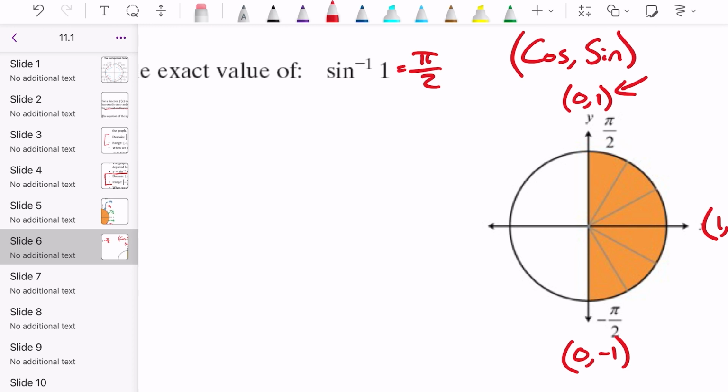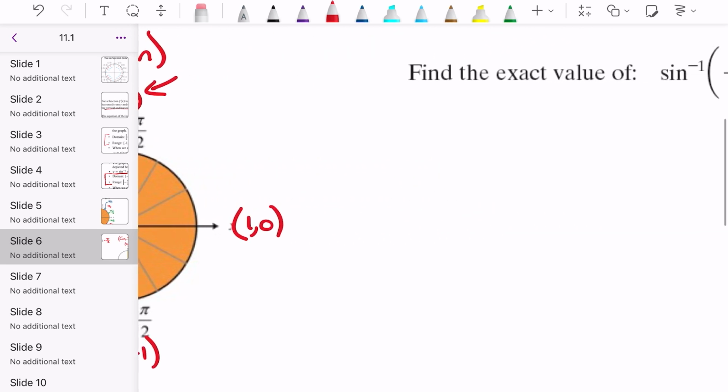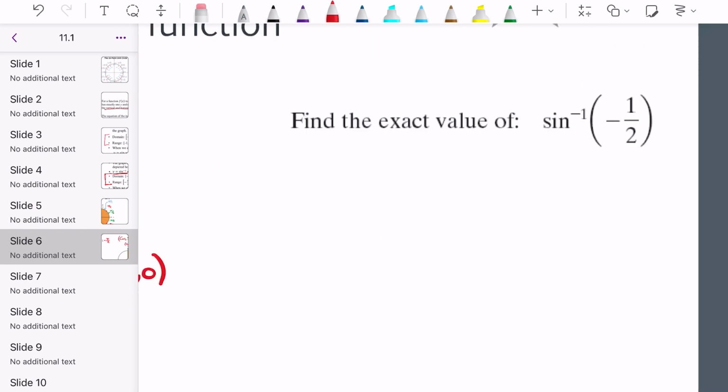Let's go ahead and take a look at our next problem. In this problem, we have the inverse sine of negative 1/2. Now, it is extremely important for you to know your unit circle. So first thing we're going to do, let's go over the unit circle, make sure that we have a full understanding of every single piece.